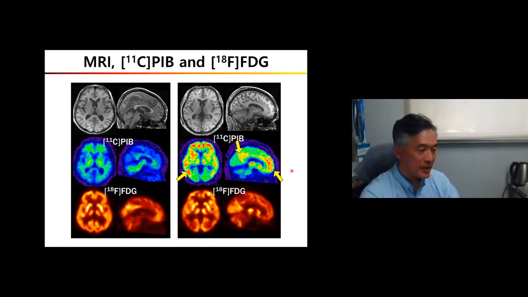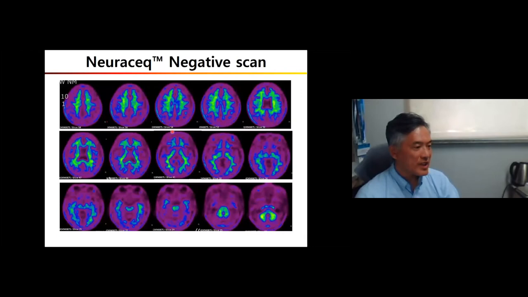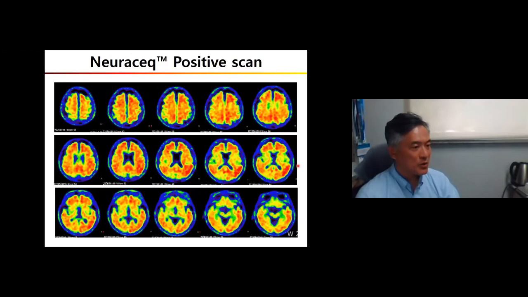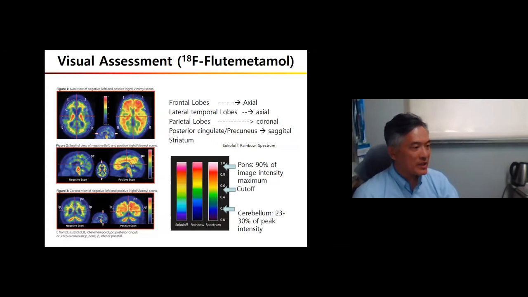And Juracek showed us almost the same normal negative scan of the brain. So you can see the normal uptake of the white matter. And the positive scan shows high uptake in the whole brain region. The F18 compound, flutemetamol, can show almost the same as the C11 PIB, but they said that the normal white matter uptake is slightly higher than the C11 PIB.